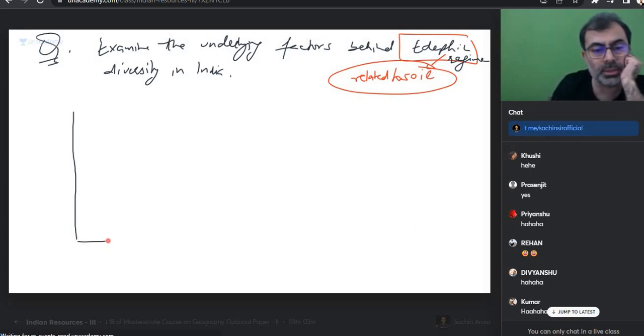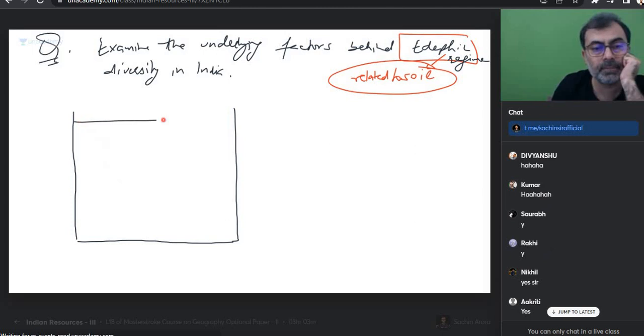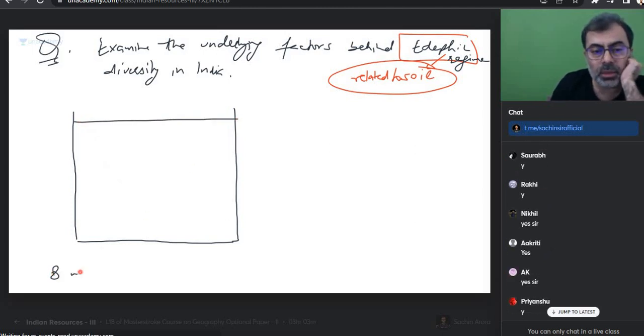Remember something we're talking about bauxite? How is bauxite created? The 8 most abundant elements, the 8 most abundant elements.